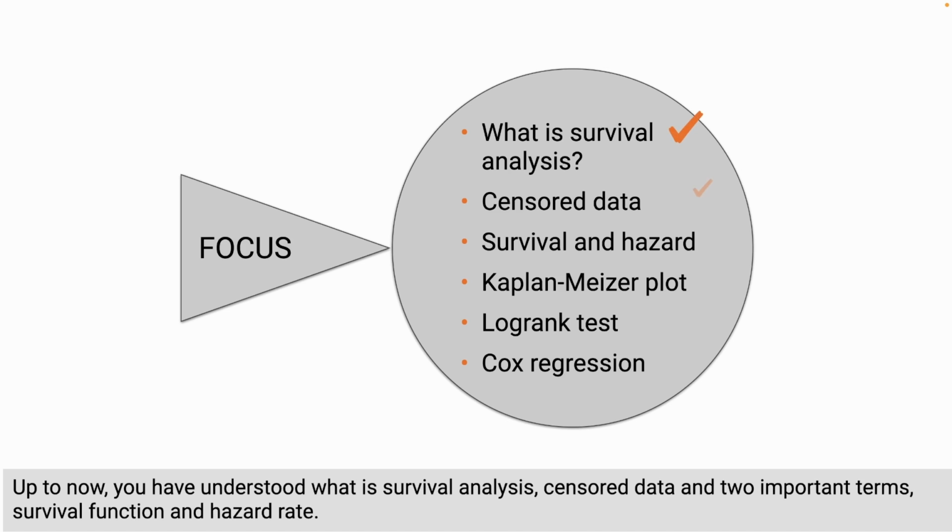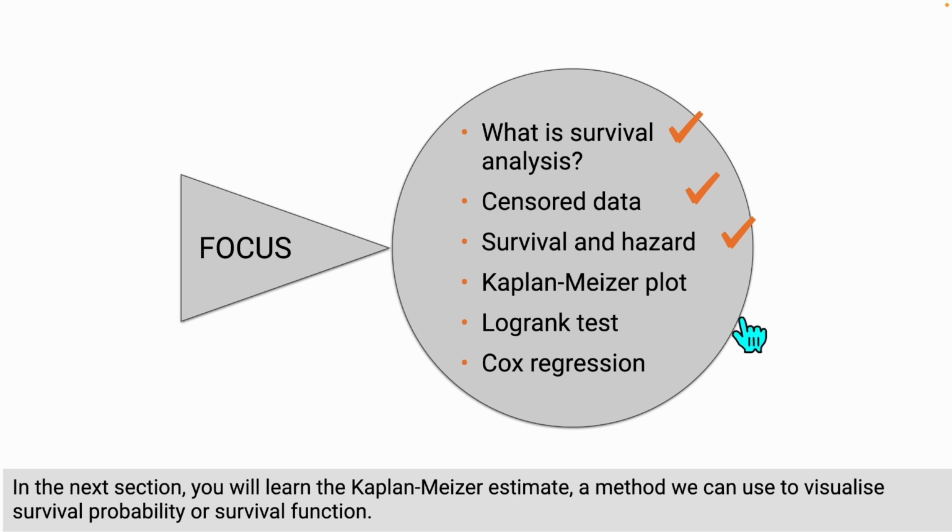Up to now, you have understood what survival analysis is, censored data, and two important terms, survival function and hazard rate. In the next section, you will learn the Kaplan-Meier estimate, a method we can use to visualize the survival probability or survival function. I will see you in the next tutorial. Thank you.